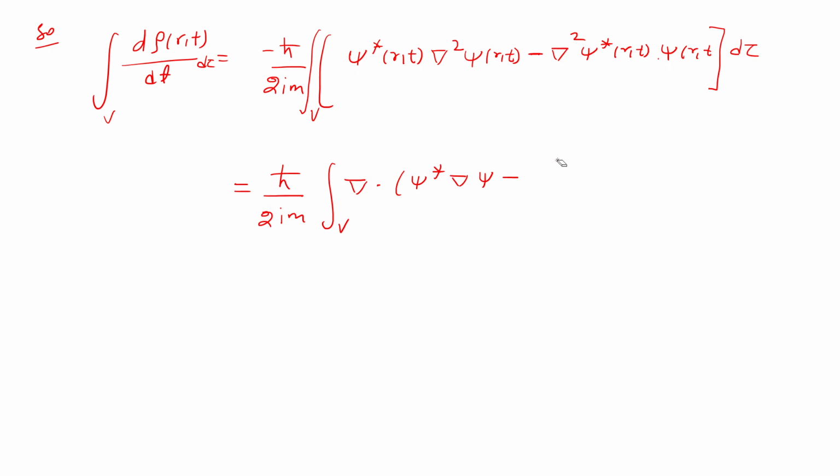We have a psi, del psi star, d tau. This is what we are getting. Okay, this whole quantity inside the bracket, we will replace with J, and this is basically called probability current density.